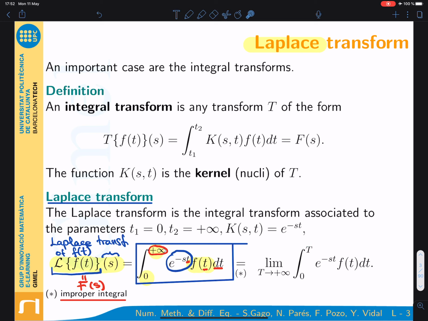Now we know that this can be convergent, but it can also be a divergent integral, which has no specific value. The Laplace transform will exist when this integral has a specific value, so when it is convergent.